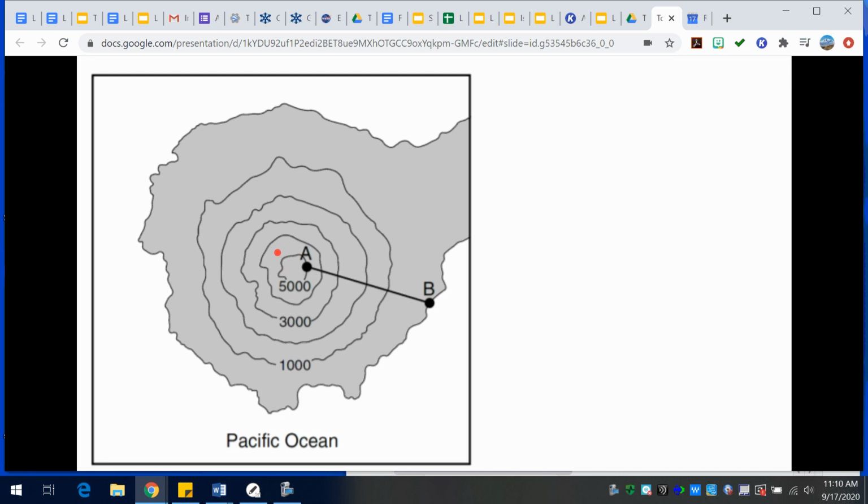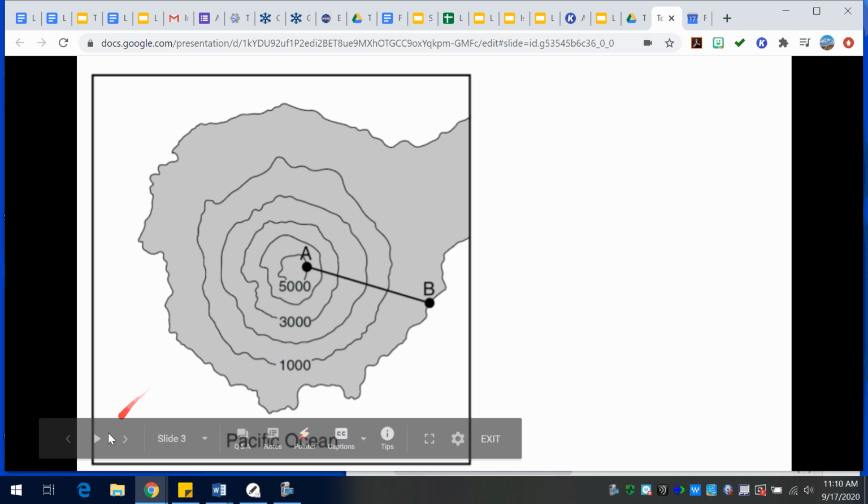So if I was to pick a spot, say right there, what would you make a good guess for that elevation? If this is 4,000 and this is 5,000, I would say that's about 4,500. And then the top of this mountain can't be 6,000 because there's not another line. So maybe 5,500, 5,800. The highest it could be would be 5,999.